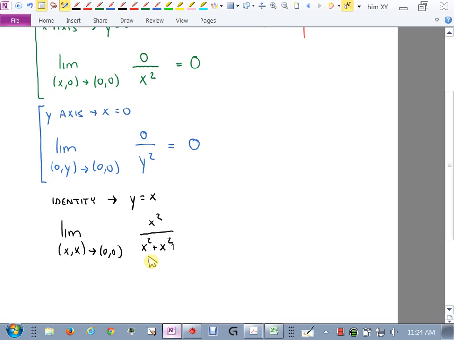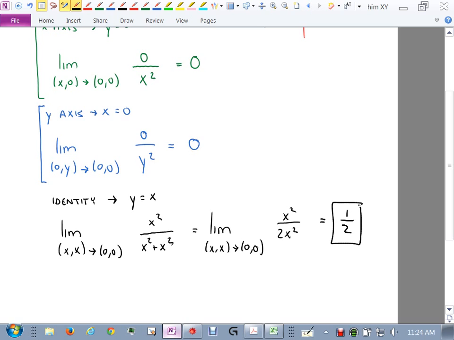X squared plus x squared is 2x squared, right? So I have limit xx goes to 0, 0 of x squared over 2x squared. Now I can cancel the x squareds, can't I? Algebraically, I can cancel these. And that leaves me with what? 1/2. And I'm done. At this point, I've shown the limit doesn't exist. Coming in two different paths, it was the same, but this third path didn't work.